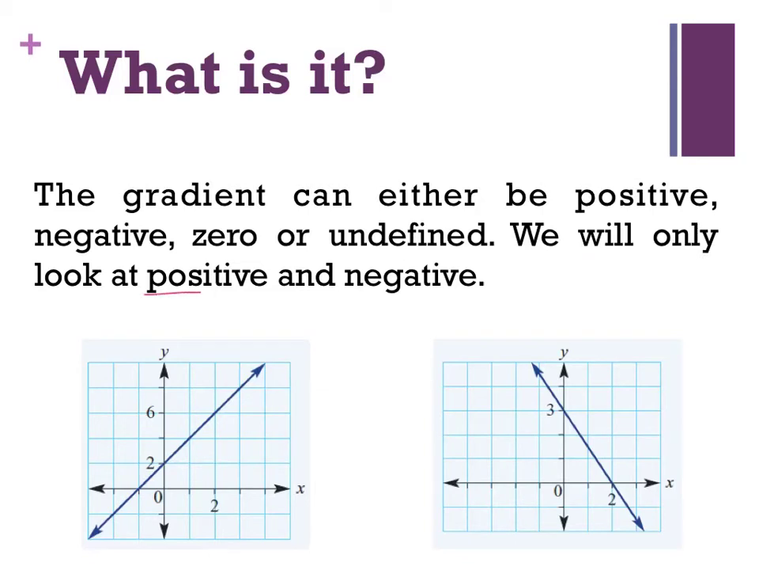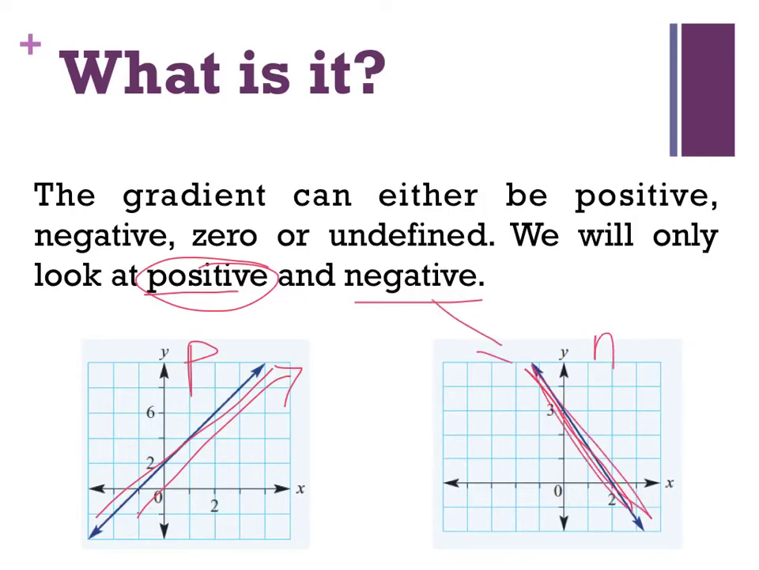We're only at the moment going to have a look at positive and negative gradients. So if my line is heading this way, so it's heading up towards the right, okay, it's sloping that way, it is a positive. So this one here is a positive gradient. If my line is sloping this way or sloping towards the left, it is a negative gradient, okay? Positive towards the right, negative, it's sloping towards the left.